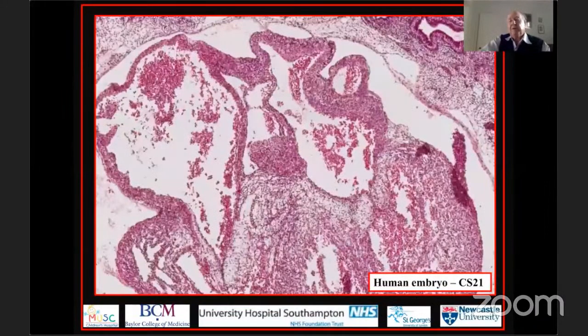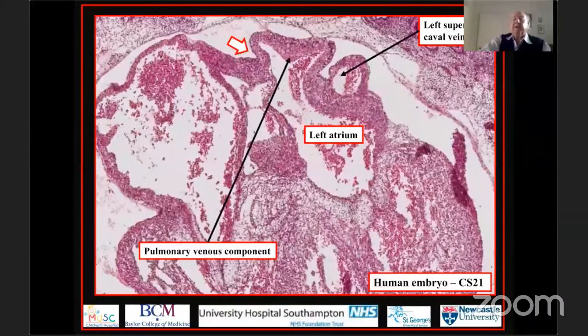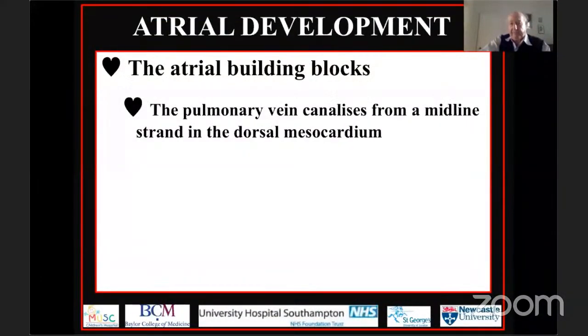And it is only very much later that the pulmonary veins enter by canalization and migrate up to the roof of the left atrium. There you see the left atrium, the left sinus horn with its own walls, and it is only when the pulmonary veins reach the roof of the atrium that we see the superior interatrial groove.